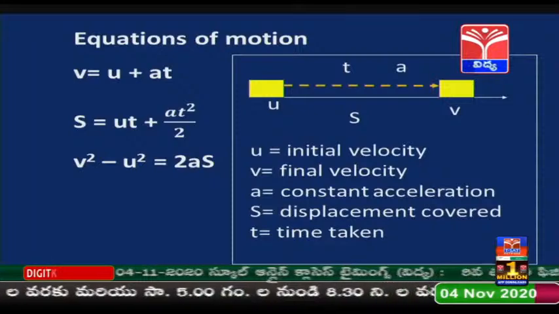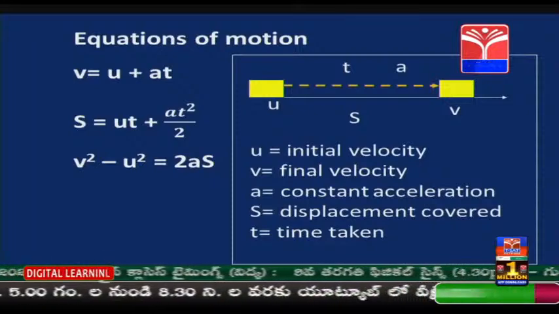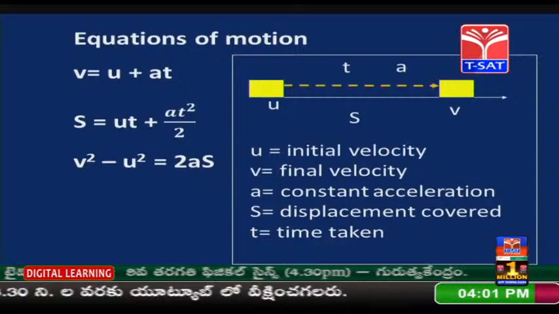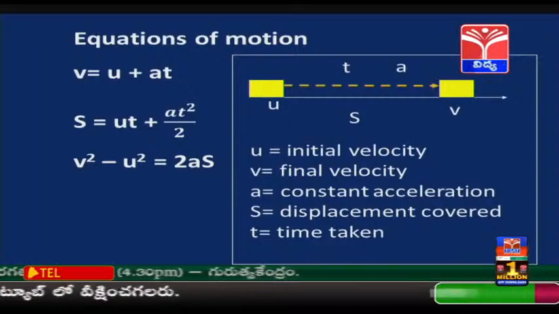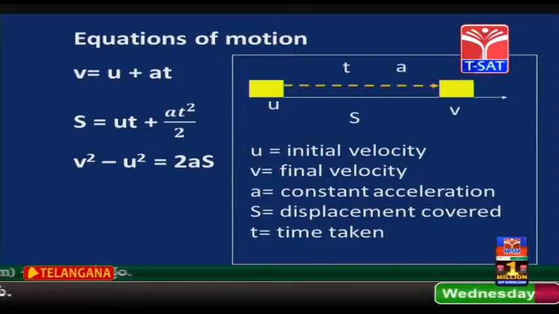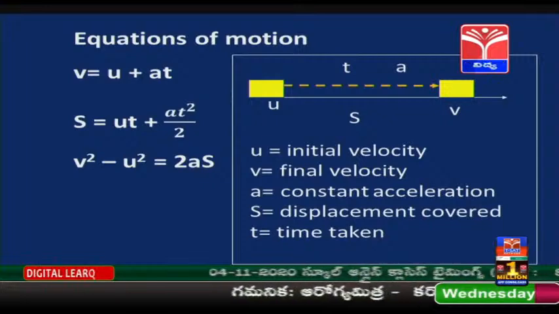The three equations of motion are v = u + at, s = ut + ½at², v² − u² = 2as, where u is the initial velocity, v is the final velocity, a is the constant acceleration, s is the displacement covered in the time t.